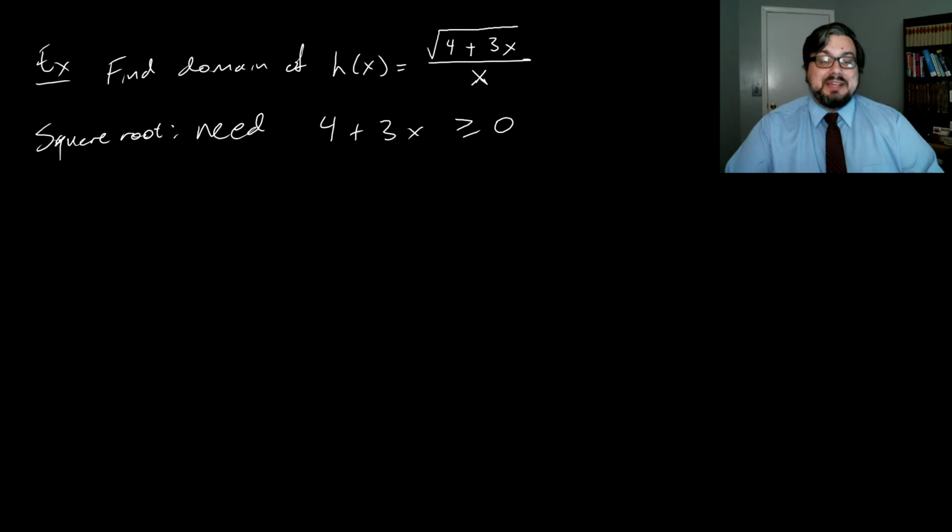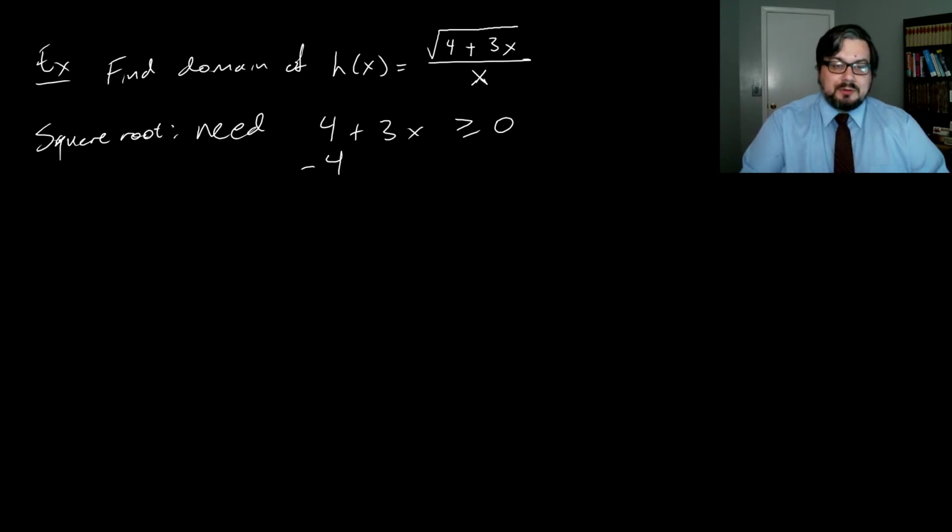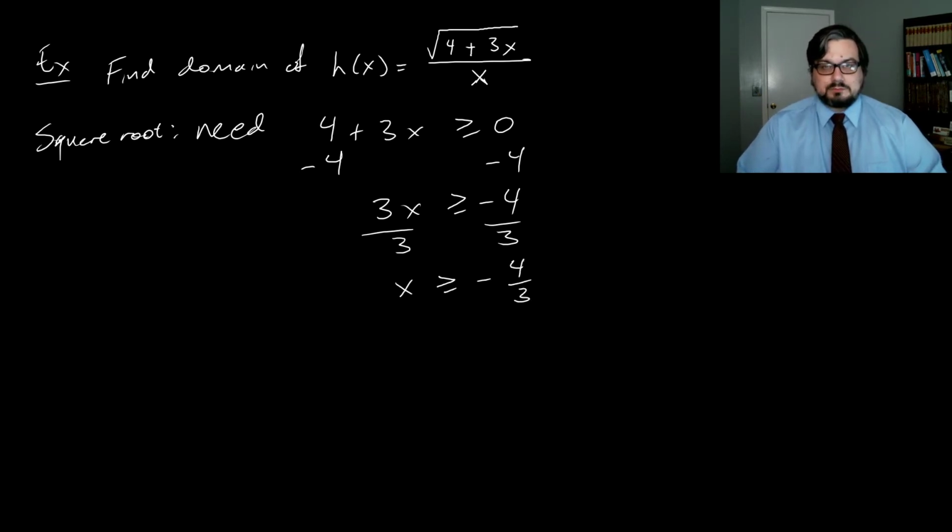In order for x to be an element of the domain of h, this inequality needs to hold. 4 plus 3x needs to be greater than or equal to 0. Solving that for x, we get 3x is greater than or equal to negative 4, divide by 3, and we get x is greater than or equal to negative 4/3. All right, so as long as x is greater than or equal to negative 4/3, we have that the radical up above is defined. It gives us some real number out of it.